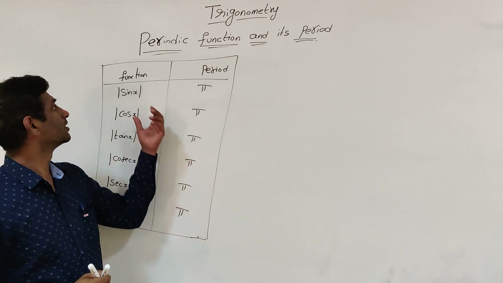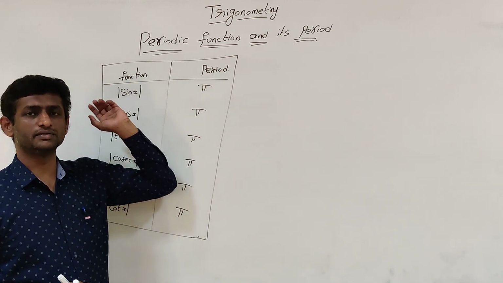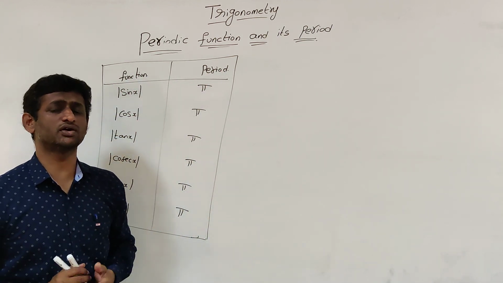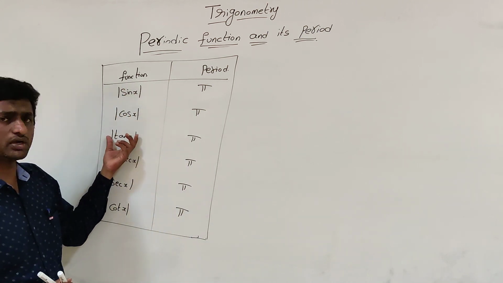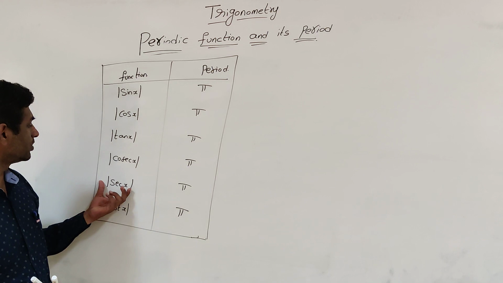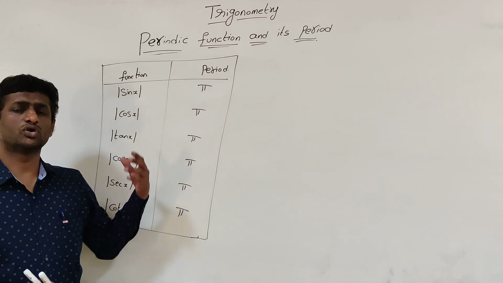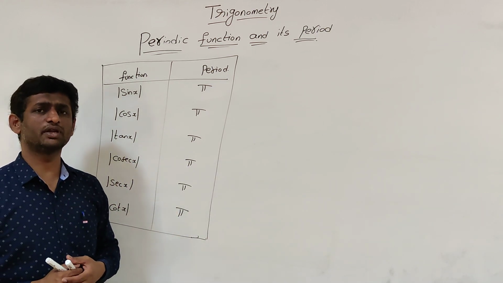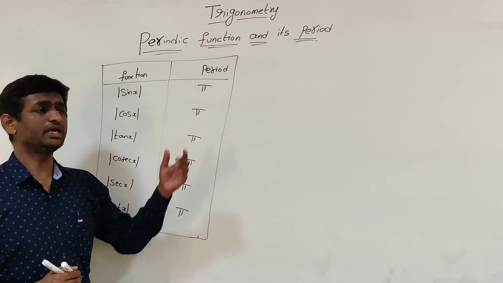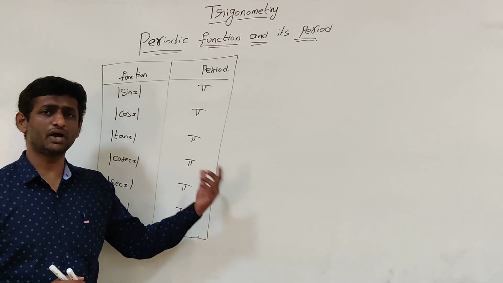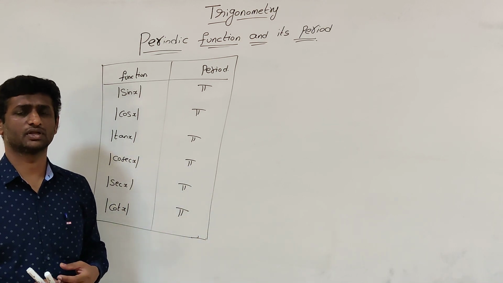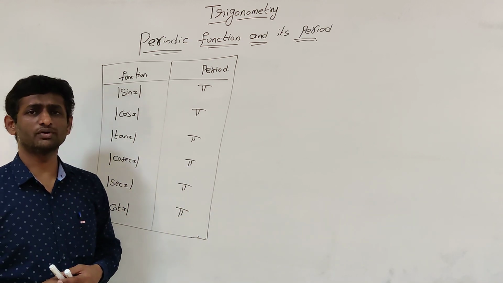So the function and its period. If the functions are modulus of trigonometric functions, that is mod sin x, mod cos x, mod tan x, mod cosecant x, mod secant x, and mod cot x, for all these modulus trigonometric functions, the period is pi. You can check by using the graph. Means for every pi units the graph repeats. Next we'll go for one more problem.